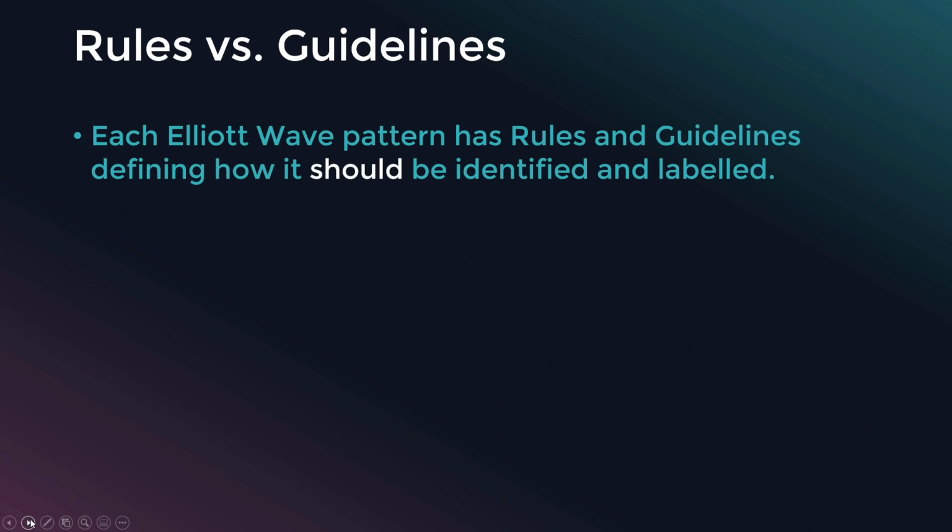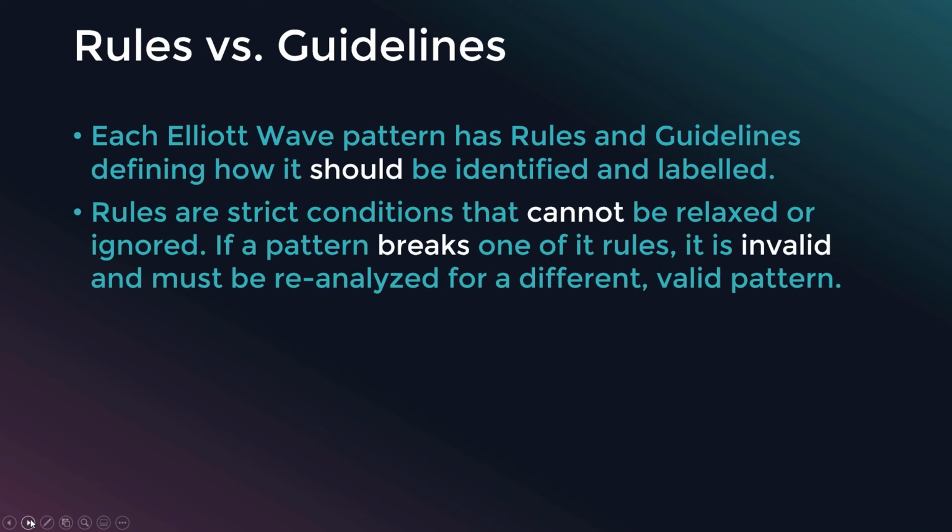Each Elliott Wave pattern has rules and guidelines defining how it should be identified and labeled. Rules are strict conditions that cannot be relaxed or ignored. If a pattern breaks one of its rules, it is invalid and must be reanalyzed for a different valid pattern. I think this is extremely important when it comes to Elliott Wave, and one of the greatest benefits that Elliott Wave has: you can be trading a current pattern and a rule is violated, so that pattern becomes invalid, but immediately Elliott Wave, the mathematical algorithm, looks to seek out, okay, if that pattern's invalid because a rule was broken, then what is the pattern? And so it immediately adjusts to give you the new pattern.